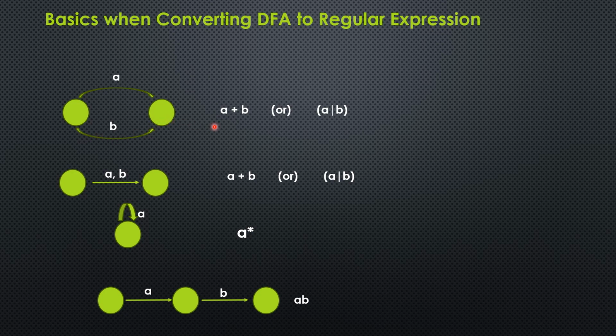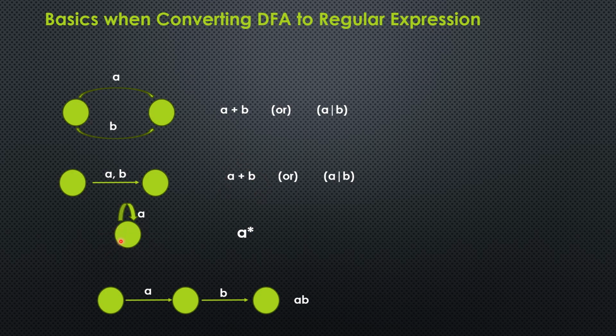So the equivalent of this DFA representation is A plus B, or I can also represent it using A pipe symbol B. The same can be represented as: from the current state, if A or B, whatever is the input, I can transit to the next state. So I can have the same regular expression A plus B or A pipe B. Now this means it is the union operation, A or B.